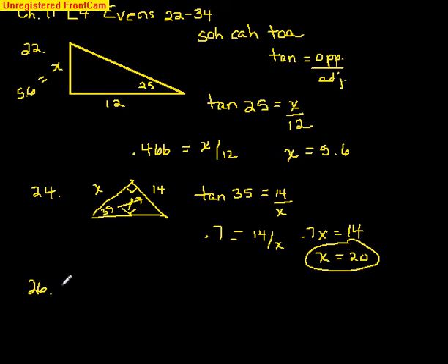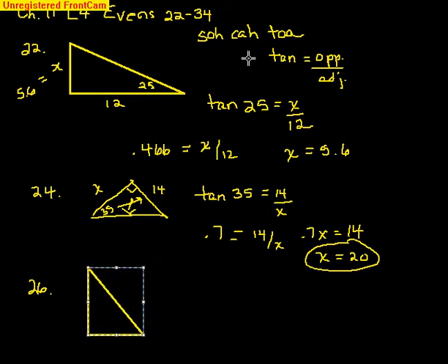26 is different, though. You need to really pay attention to the difference. 22 and 24, we were trying to find a missing side. When we hit 26 and 28, we're trying to find a missing angle. So let's try 26. I think I can do a triangle thing with that. Put it in the right direction for me. There we go.